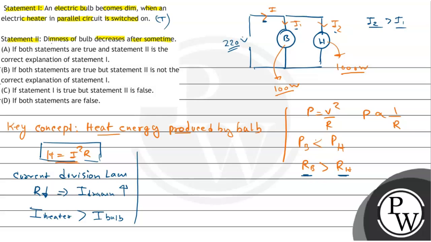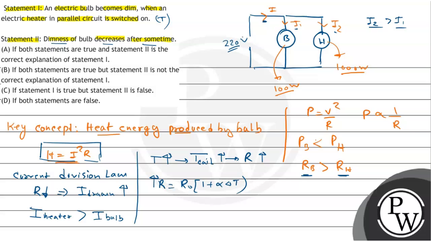Now statement 2 is saying that dimness of bulb decreases over some time. So as time goes, the temperature, हीटर का टेम्परेचर इंक्रीज होता है, राइट। सो अगर हीटर का टेम्परेचर इंक्रीज होता है तो टेम्परेचर ऑफ द कॉइल also increases, which implies resistance of the heater also increases. Why? Because we know that resistance is equal to R naught (1 plus alpha delta T), right? So as temperature increases, resistance also increases. So from here you can say that after some time the resistance of the heater gets increased.